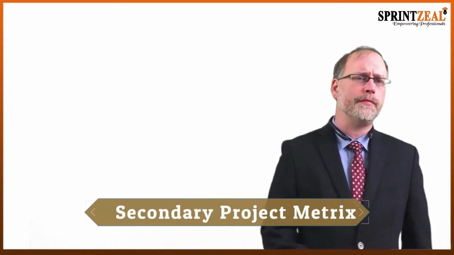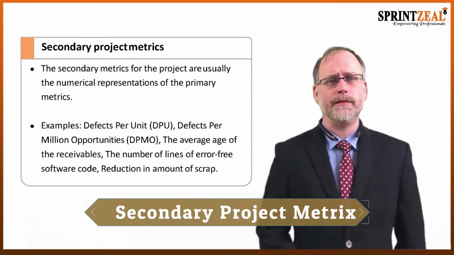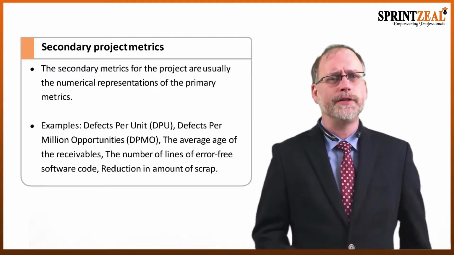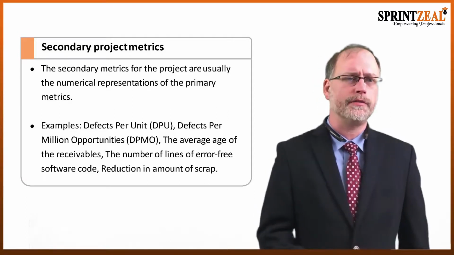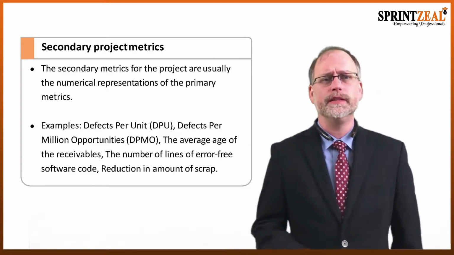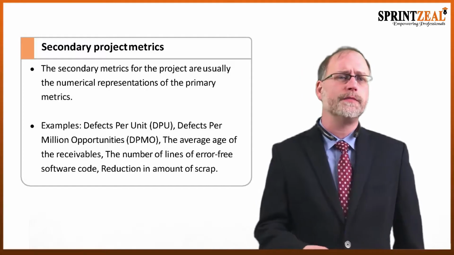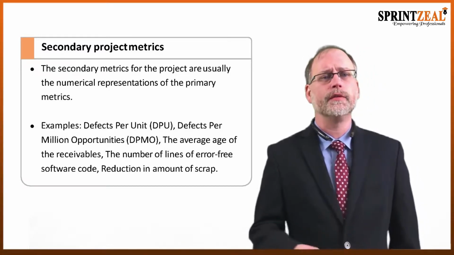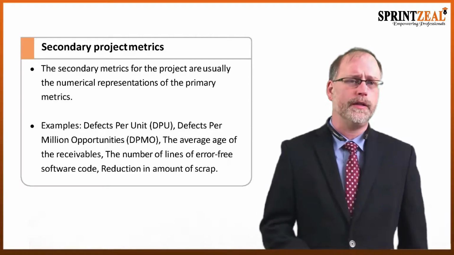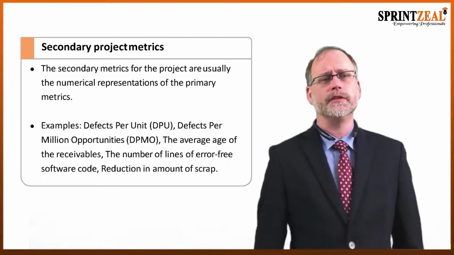The other type of project metric that we look at is a secondary metric. Now the secondary metrics for the projects are usually the numerical representations of the primary metrics. So for instance, it could be defects per unit or defects per million opportunities, the average age of our receivables, or the number of lines of error-free software code. Or it could also be the reduction in the amount of scrap.